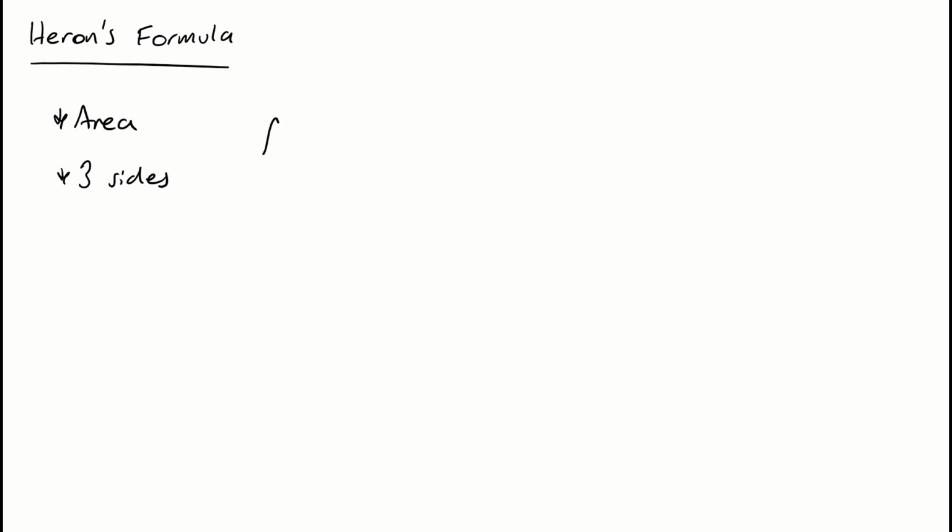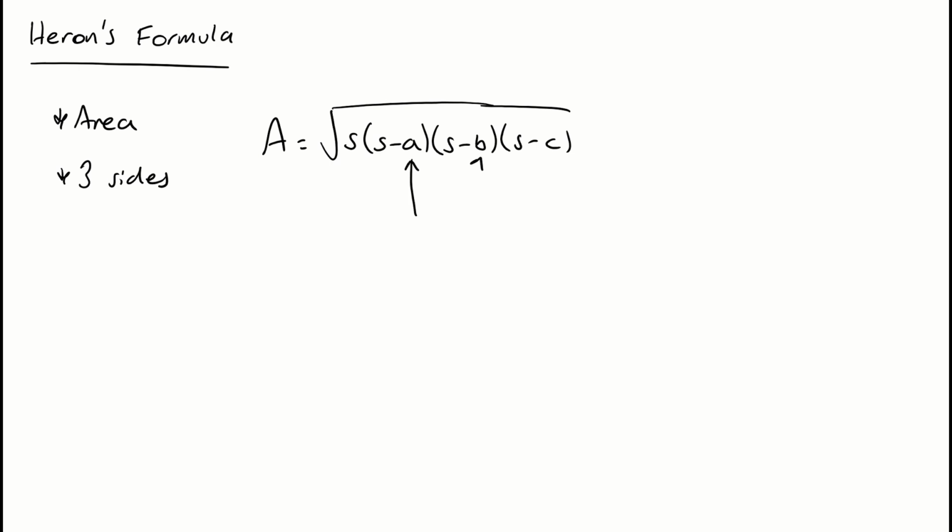And the formula, Heron's formula, actually says that the area is equal to the square root of s multiplied by s minus a multiplied by s minus b multiplied by s minus c. Where a, b, and c here are our side lengths. And our s, the way that we calculate s, and it's going to be unique for each triangle, is equal to our side lengths added together, a plus b plus c, all divided by 2.